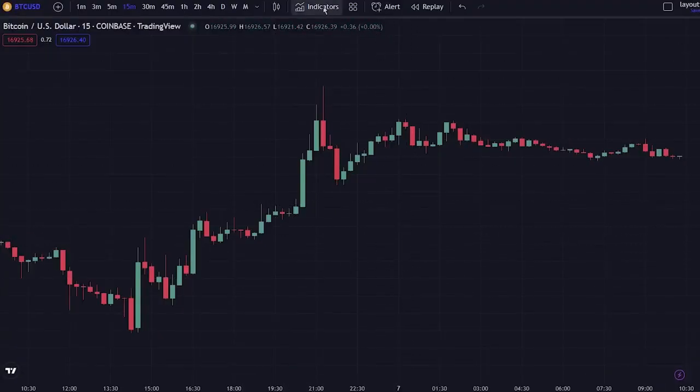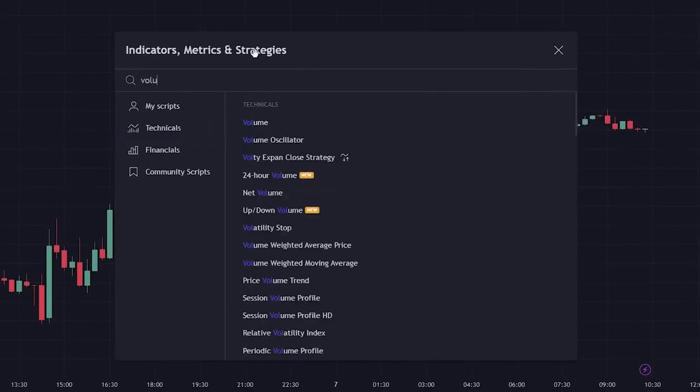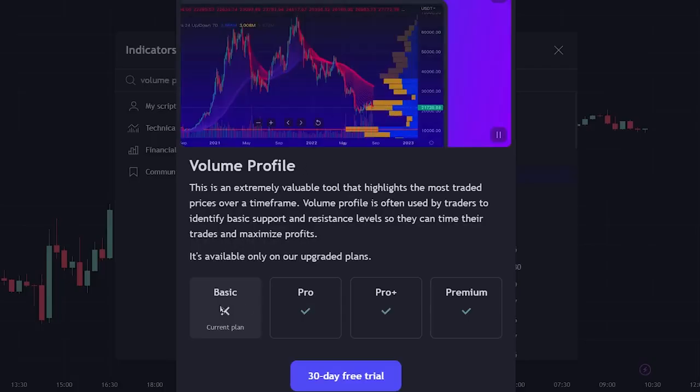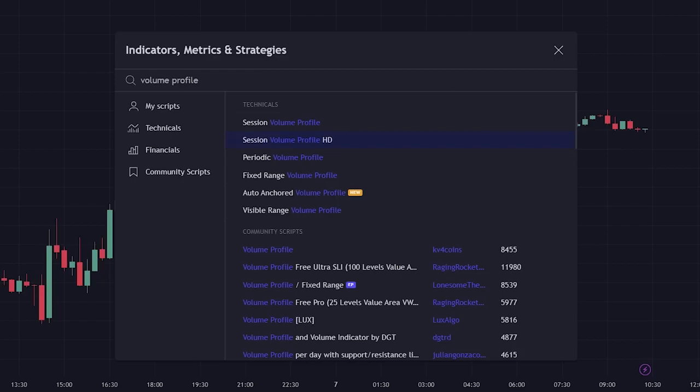The second indicator that we will be showcasing is the volume profile indicator by TradingView. To access this indicator, you will need to have a paid TradingView Pro account. However, there is a free alternative to this indicator that is very similar. So let's add this indicator to the chart.